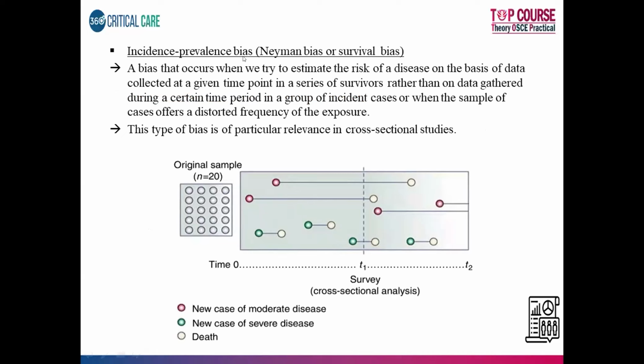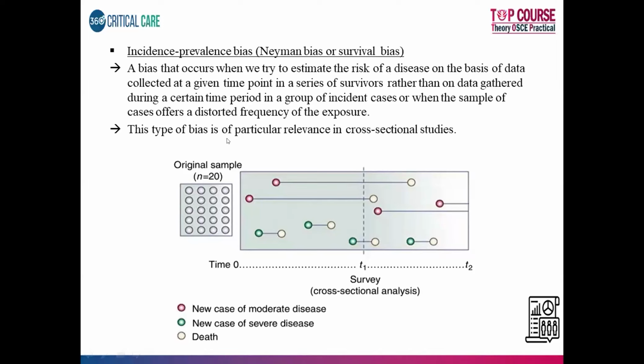So what is incidence prevalence bias? I think you already know the definitions of incidence and prevalence, so I'm not going to explain those things. So what does this bias mean? This occurs when we try to estimate the risk of a disease on the basis of data collected at a given time point in a series of survivors, rather than data gathered during a certain time period in a group of incident cases, or when the sample of cases offers a distorted frequency of exposure. This type of bias is particularly relevant in cross-sectional studies.